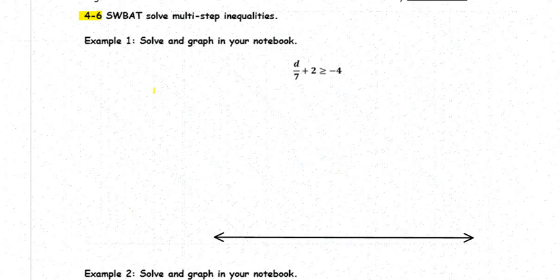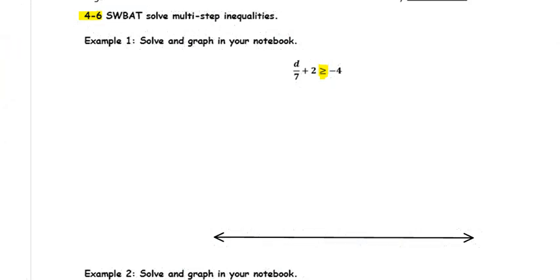So in this first example, the goal today is that we can solve and graph these linear inequalities in your notebook. The first example we have here is d over 7 plus 2 is greater than or equal to negative 4. And the big difference between this and any equation is obviously the inequality sign, the greater than or equal to sign here. Now, what I'm going to keep referencing throughout this lesson is how is this similar to solving equations and how is it different. Basically, it's very similar, except when we get to very specific instances when we're solving. But the implication to the solutions is huge, and we're going to talk about that here in a second.